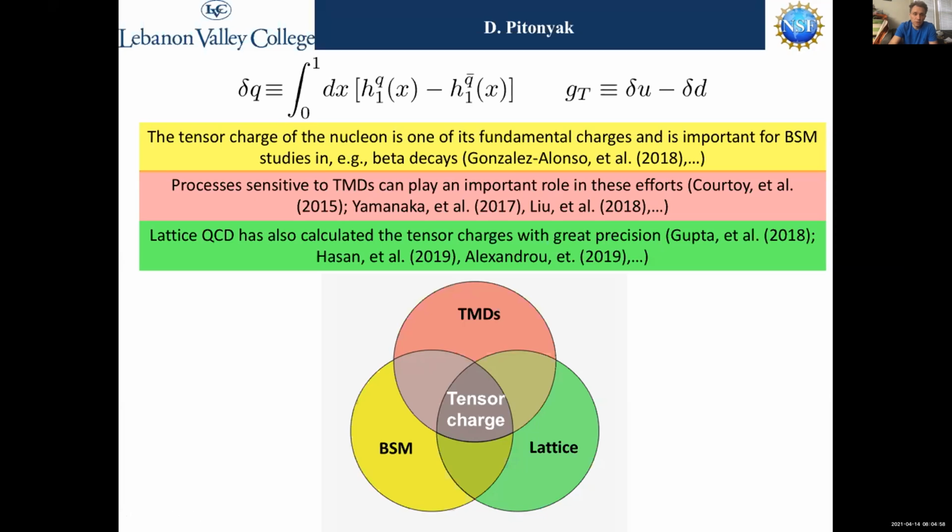It turns out that the tensor charge is also an object that can be calculated pretty easily on the lattice, and there are many calculations on the lattice with very great precision. The latest one by Gupta, Hasan, Alexandrou, and Marta participated in those studies in 2018, 2019. So the tensor charge is the point of contact between studies of TMDs, studies of beyond-standard-model physics, and lattice studies.